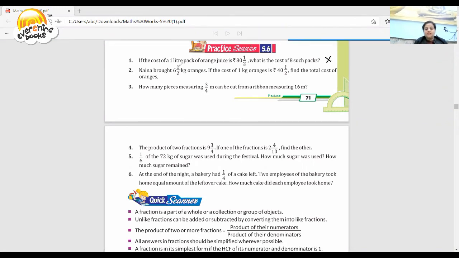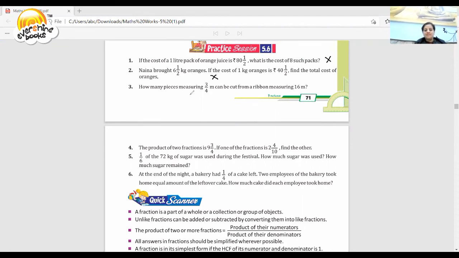Now, Nana bought 6 whole number 1 upon 2 kg oranges. If the cost of 1 kg orange is 40 rupees, find the cost of 6.5 kg. So you are going to multiply.